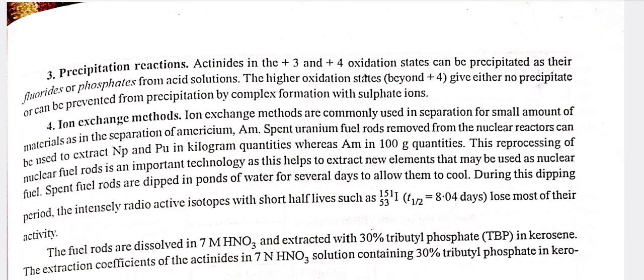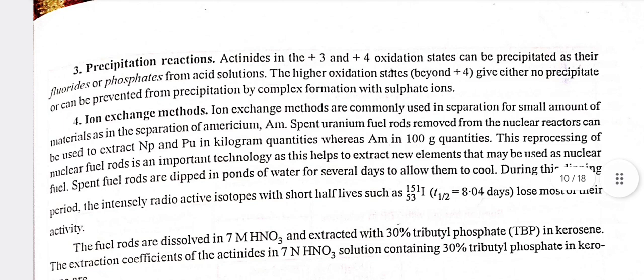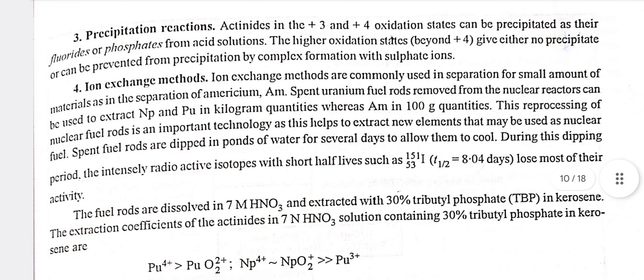Precipitation reactions. Actinides in the +3 and +4 oxidation states can be precipitated as their fluorides or phosphates from acid solution. The higher oxidation states give either no precipitate or can be prevented from precipitation by complex formation with sulfate ions.